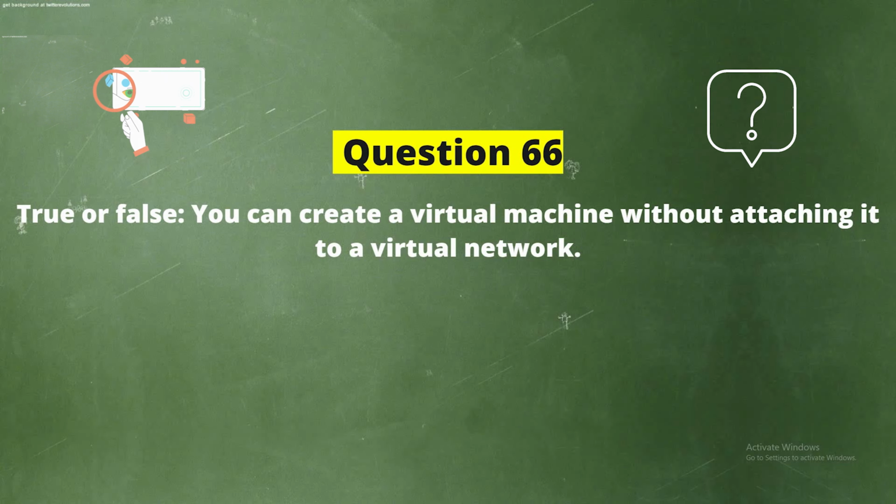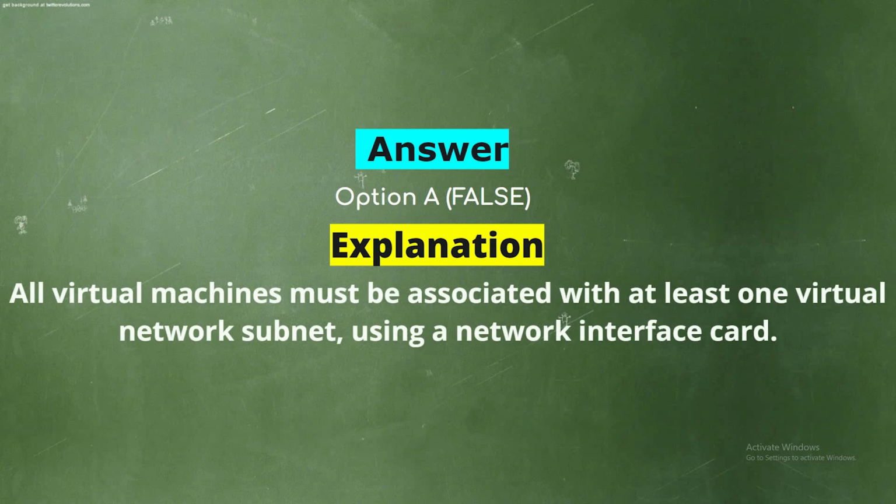Question 66. True or false? You can create a virtual machine without attaching it to a virtual network. Now, the options are Option A, false. Option B, true. And the correct answer is Option A, false. Explanation: all virtual machines must be associated with at least one virtual network subnet using a network interface card.